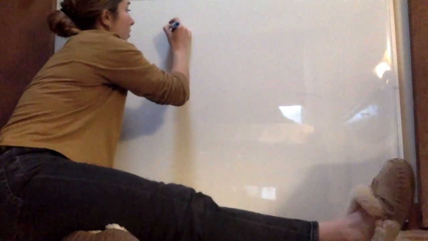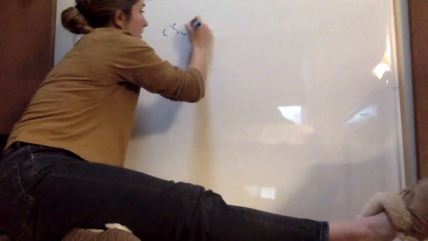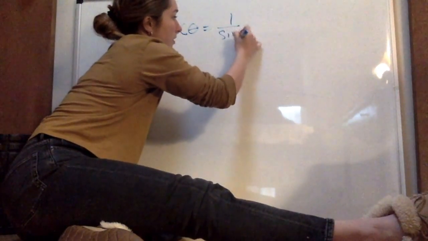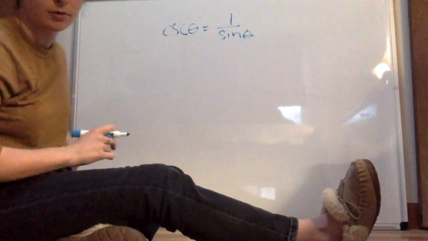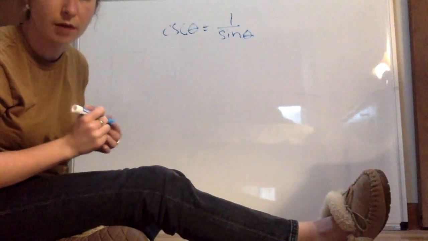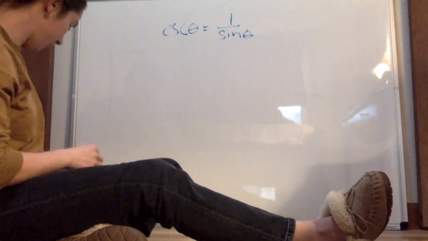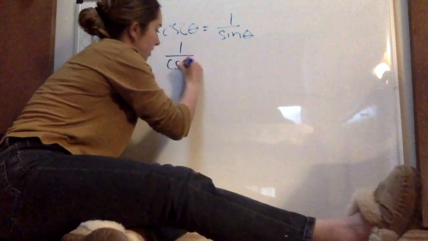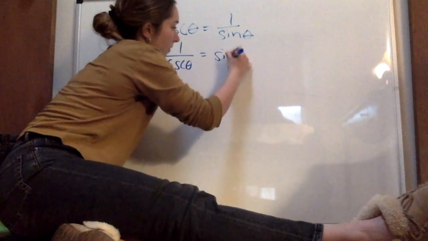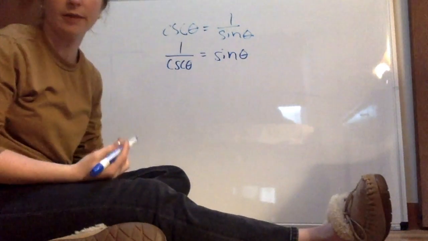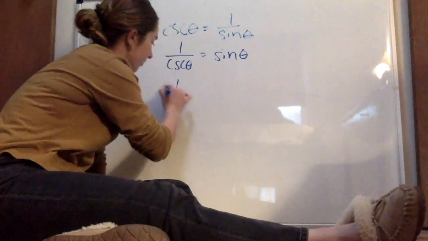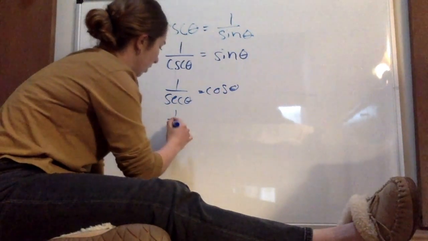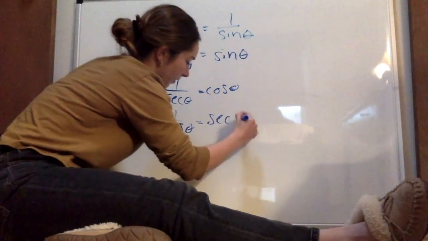So for example, cosecant of theta is the same as 1 over sine of theta. Right? This also means 1 over cosecant of theta is the same as sine of theta. We know this. And then we can do the same thing for secant. 1 over secant of theta is equal to cosine of theta, and 1 over cosine of theta is equal to secant of theta.